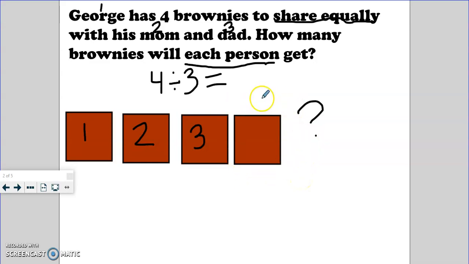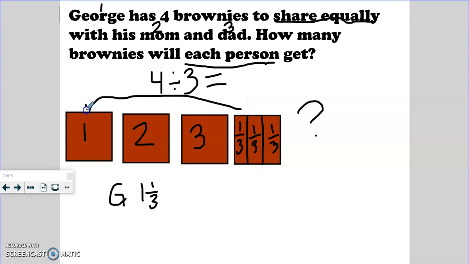What can I do to this brownie in order to equally share it amongst 3 people? How many pieces can I break this up into? If you said 3, you are correct. Each person would get 1/3 of the brownie. 1/3, 1/3, and 1/3. So, George would get 1 and 1/3. See, George gets 1/3 of the brownie.